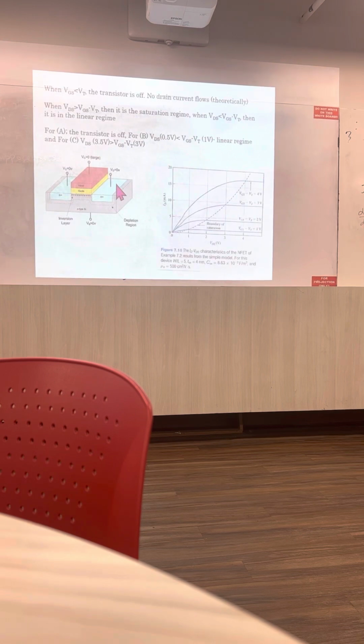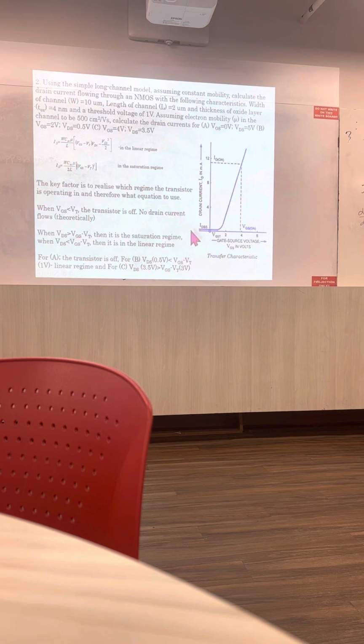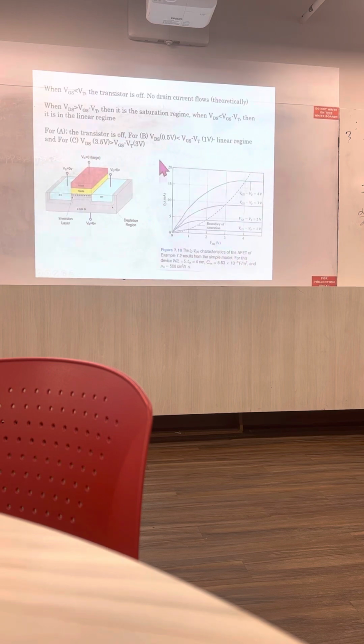Okay. So what I mean by linear and saturation, etc., is in this graph. We are not talking about linear and saturation region in this graph. It is in the output characteristics that we are looking at. This is the linear part where the current is linearly increasing with the drain voltage. This is the saturation part where the current does not increase with the drain voltage. Okay.